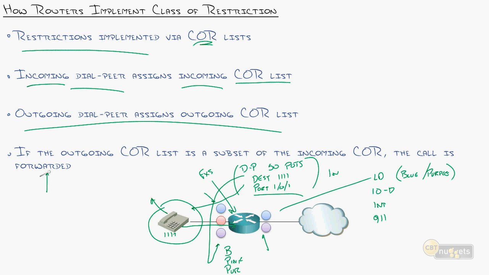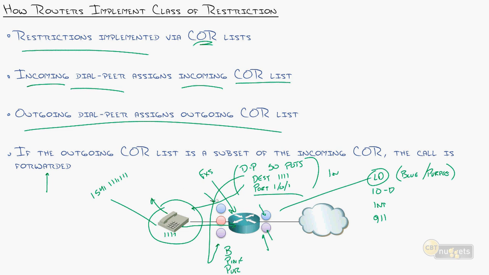If the outgoing core, I'm going to read this and then explain it. If the outgoing core list is a subset of the incoming core list, then the call is forwarded. Okay? So, again, we look at the outgoing core list. So this guy picks up, he dials a long distance number, 1-541-111-1111. So it goes, okay, I'm matching this dial peer. It's the long distance dial peer. Whoa, buddy. This requires the blue ball and the purple ball. Is that what you got?